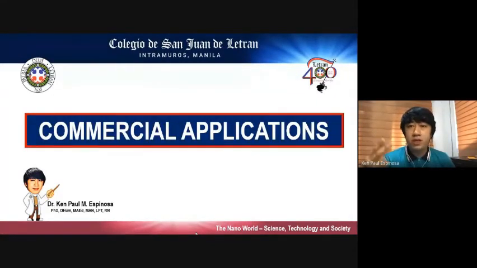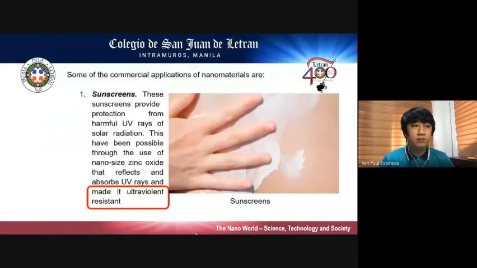We have two commercial applications of nanotechnology. One, we have sunscreens. So these sunscreens provide protection from harmful UV rays. No? This has been possible through the use of nano-sized zinc oxide that reflects and absorbs UV rays and made it ultraviolet resistant. So this particular sunscreen has a nano-sized zinc oxide that protects your skin from harmful UV rays of the sun. So ang galing, di ba?